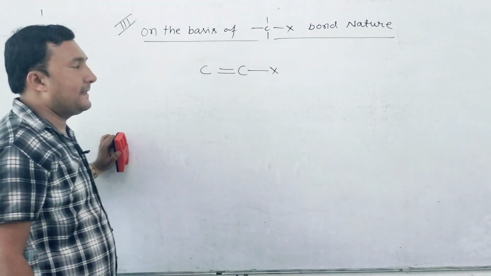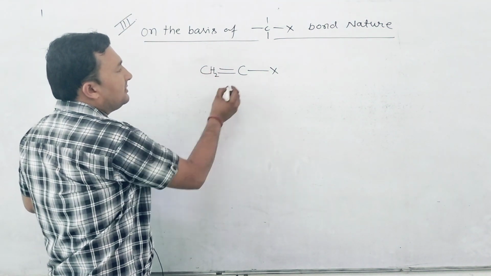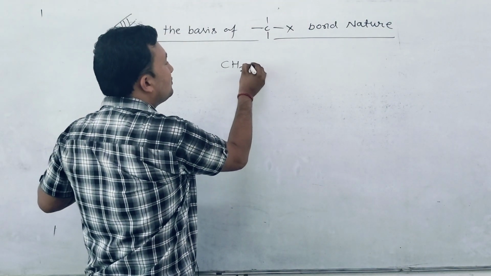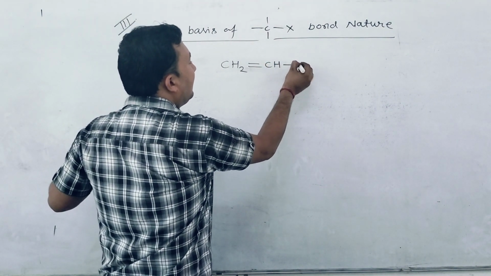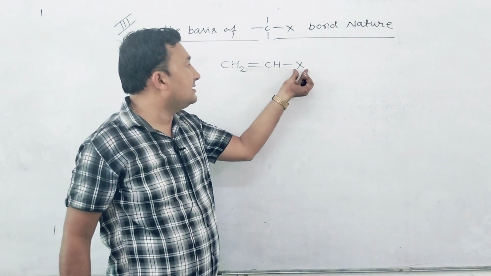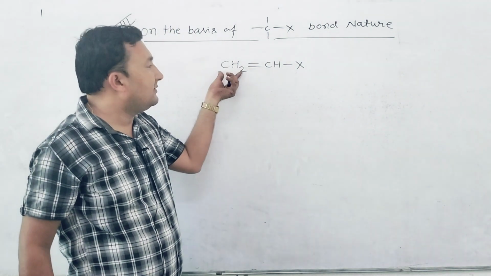one carbon. And if you fulfill the valencies, there will be 2 hydrogens on one carbon and 1 hydrogen on the other. You can write it once again: it will be CH2=CH-X. The bond nature of this carbon and halogen is controlled or influenced by this carbon.